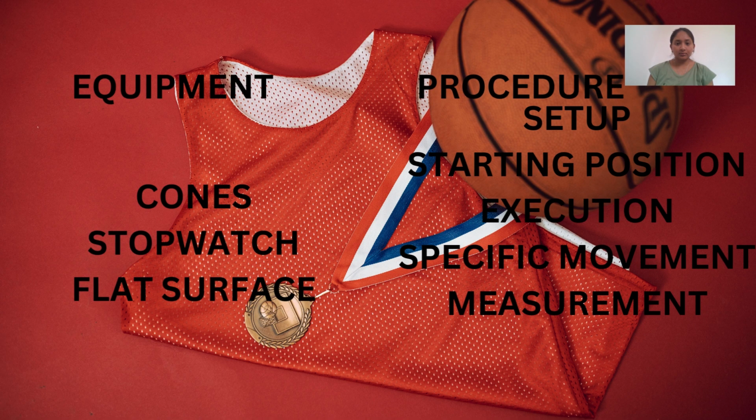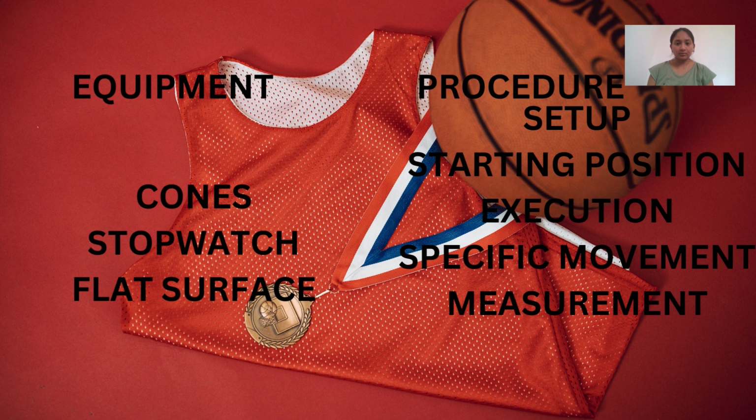Equipment: cones or markers to set up the agility course and mark the starting and turning points. A stopwatch to measure the time taken by players to complete the test. A flat surface: a stable and level playing surface for testing.